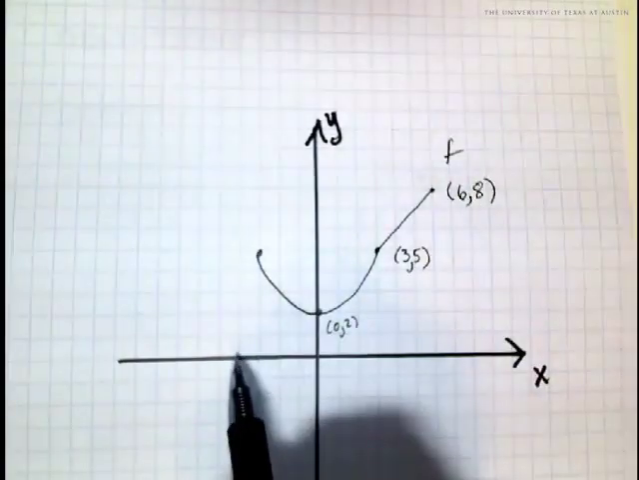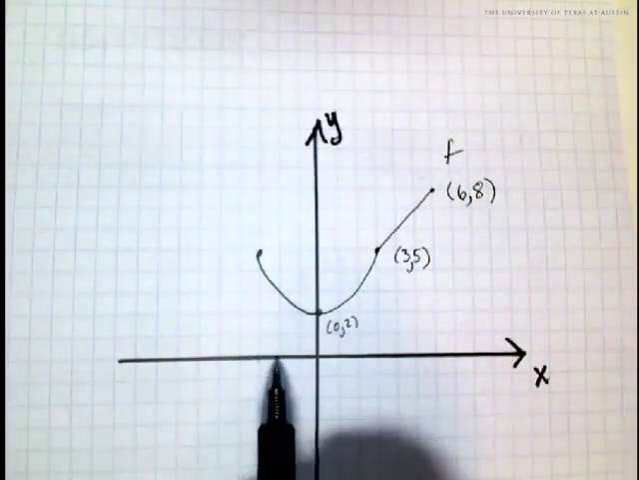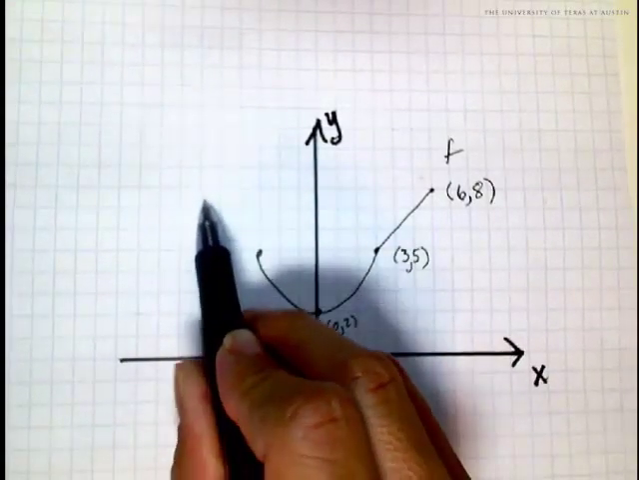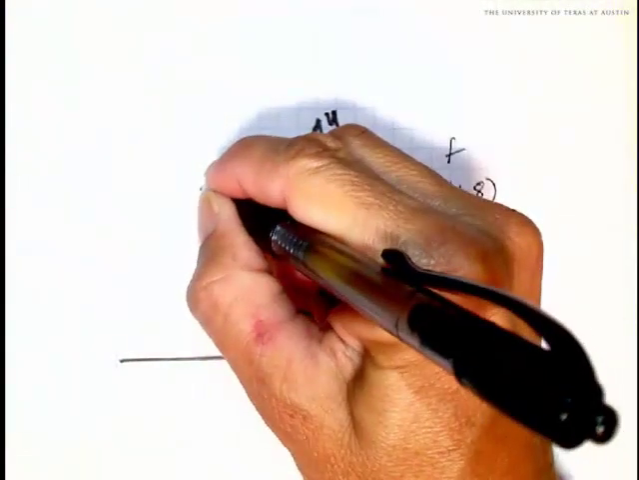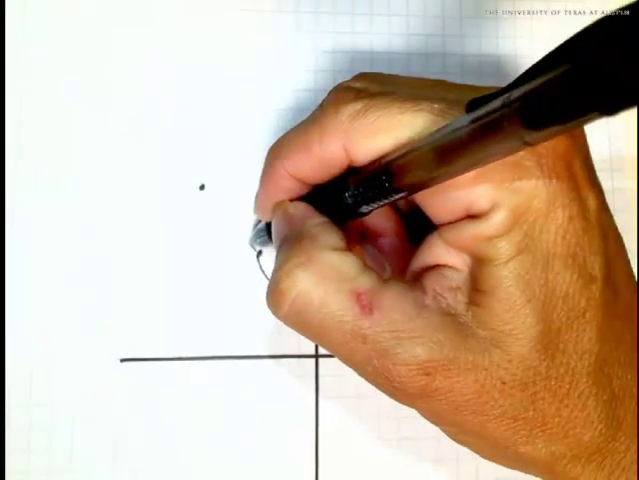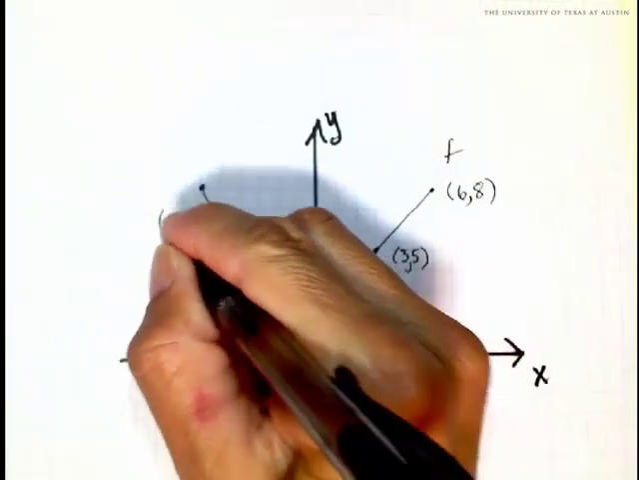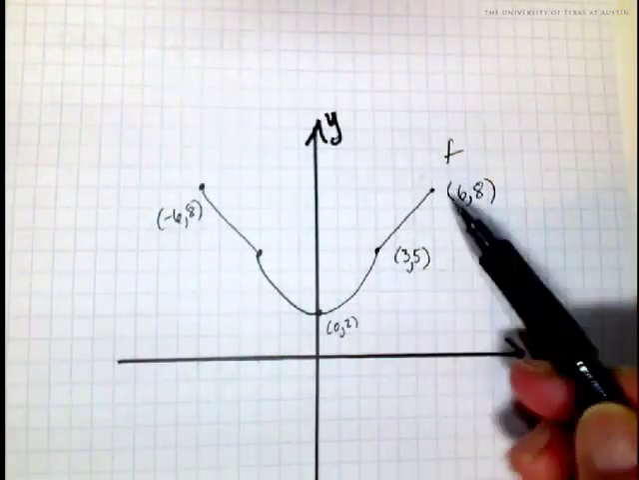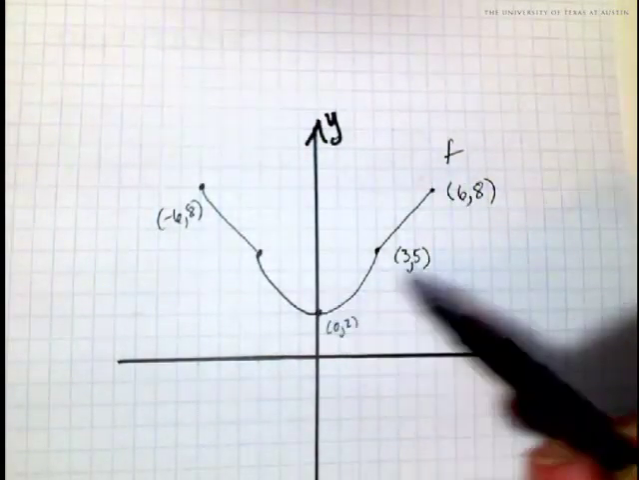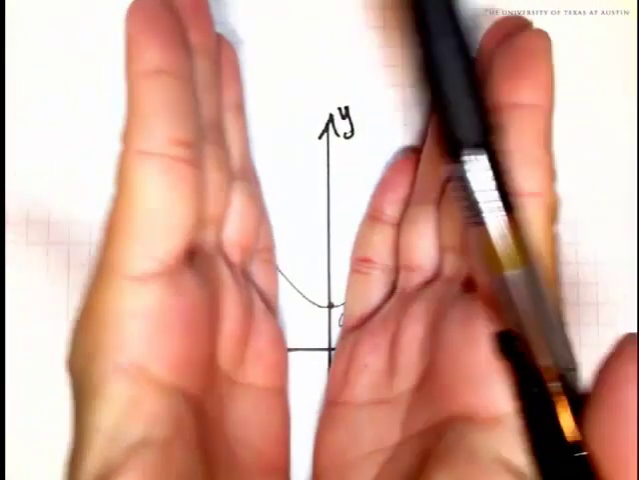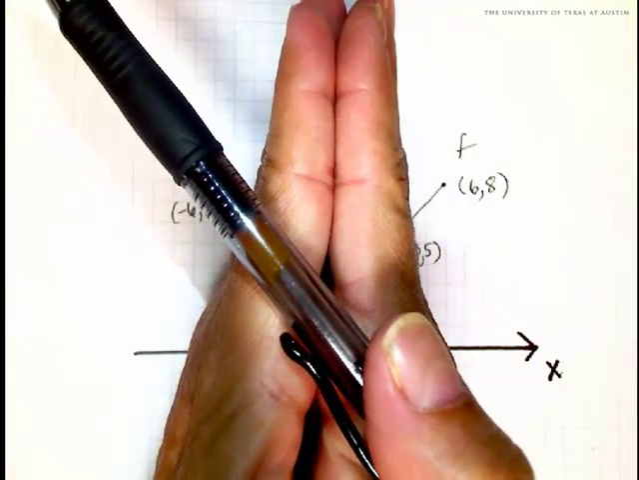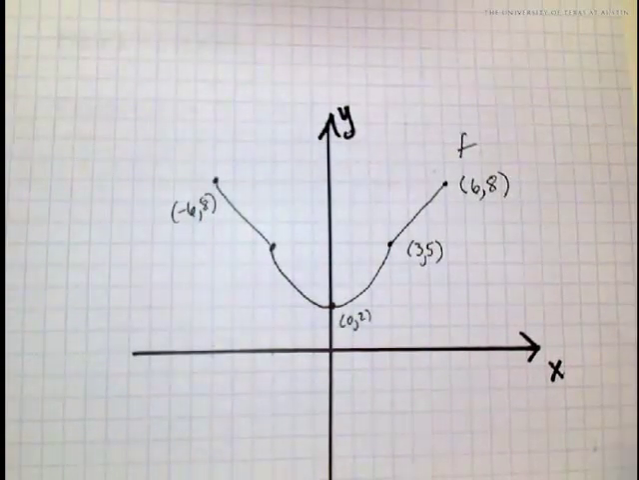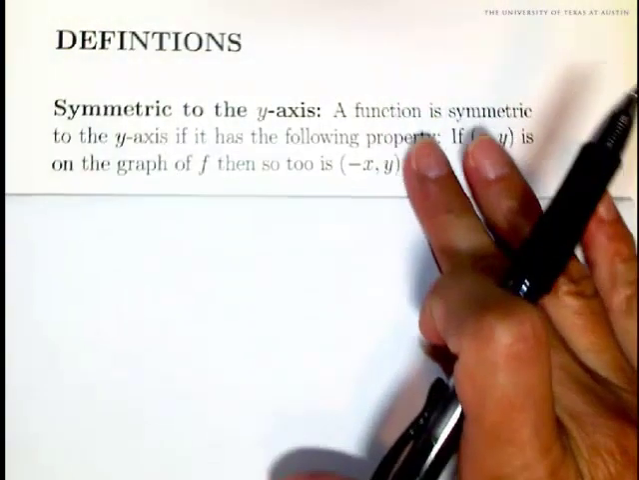And then this point right here, negative 6, 1, 2, 3, 4, 5, 6, and up to 1, 2, 3, 4, 5, 6, 7, 8. And we connect it this way. Negative 6, 8. So we have constructed the other half of this graph knowing that it was symmetric to the y-axis. And if we were to take this and fold it up along the y-axis, they would be mirror images of each other. Now, functions that have this property are called even functions.